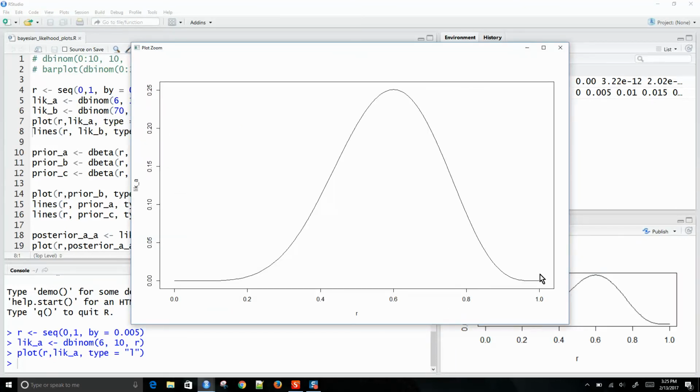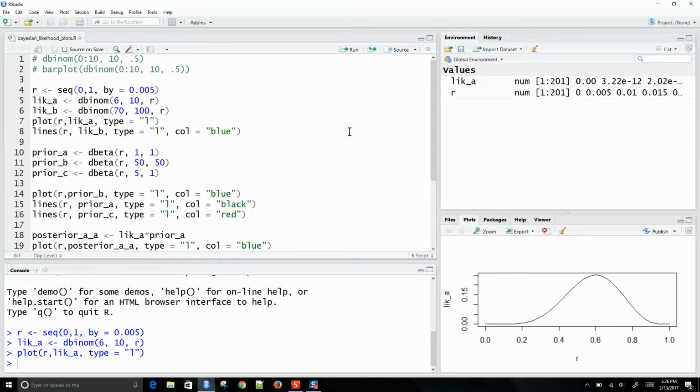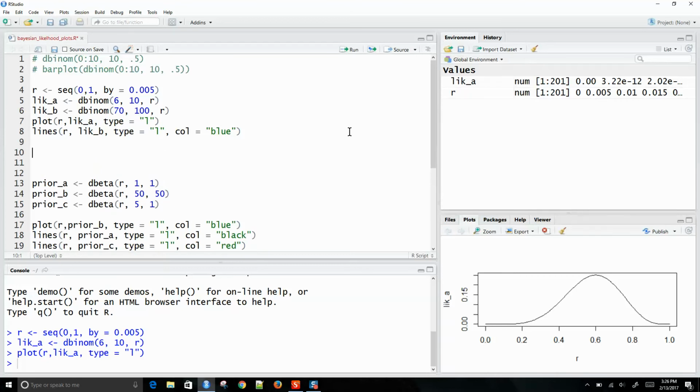Okay. And when we talk about maximum likelihood estimation, we're basically talking about picking the value of r that maximizes this likelihood function. When we look at this, we can see that the maximum is at 0.6. But if we wanted to, we could run the optim command in R to optimize that. How would we do this?